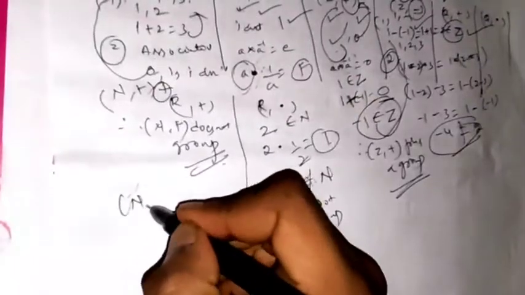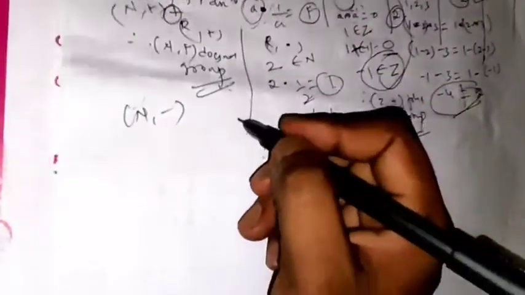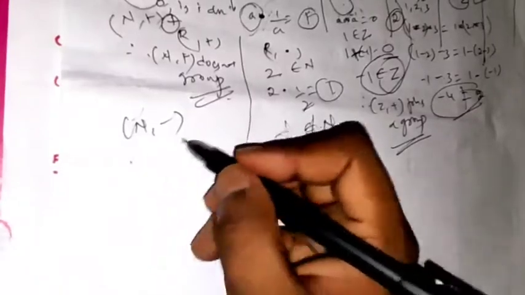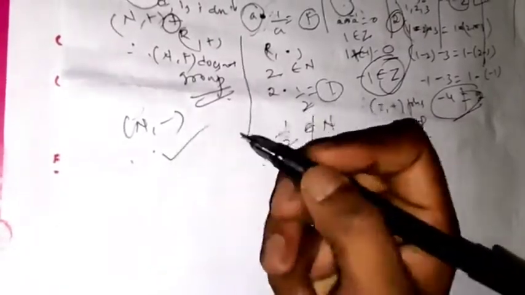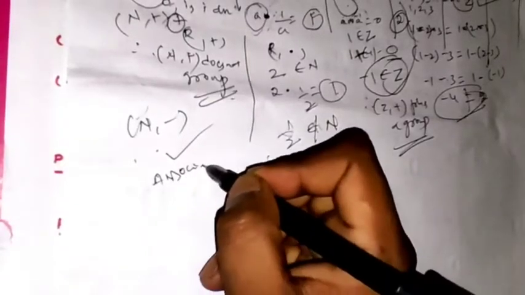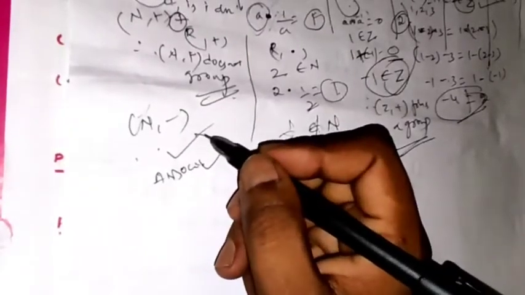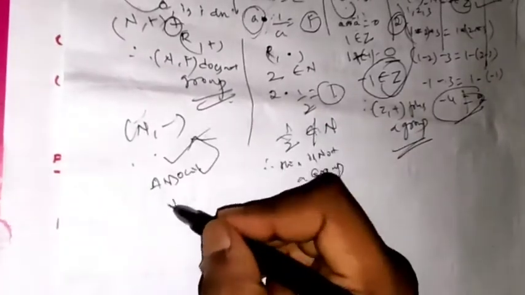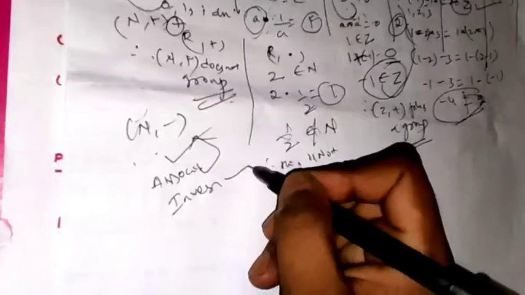Whether N comma minus forms a group, tell me. N comma minus forms a group? We check the closure property, which it satisfies, but we check the associative property. This is not satisfied. As well as this also does not satisfy the inverse property. So this does not form a group.